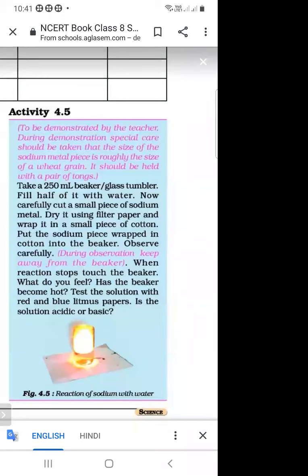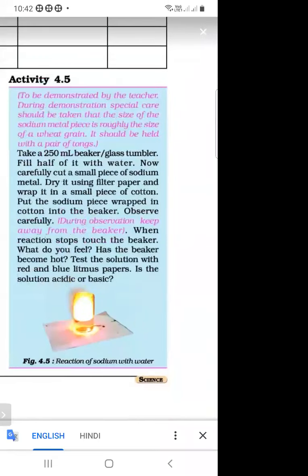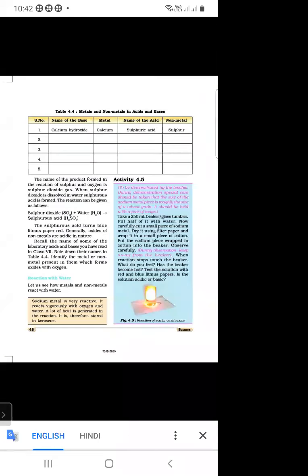So has the beaker become hot? Yes. Why does it become hot? Because it is an exothermic reaction. And we will test this solution with red litmus and blue litmus paper, to see whether it is acid or base, as we did in the previous activity.